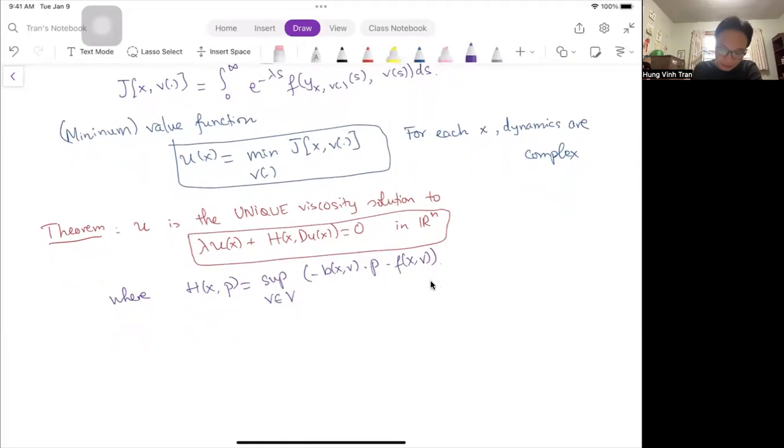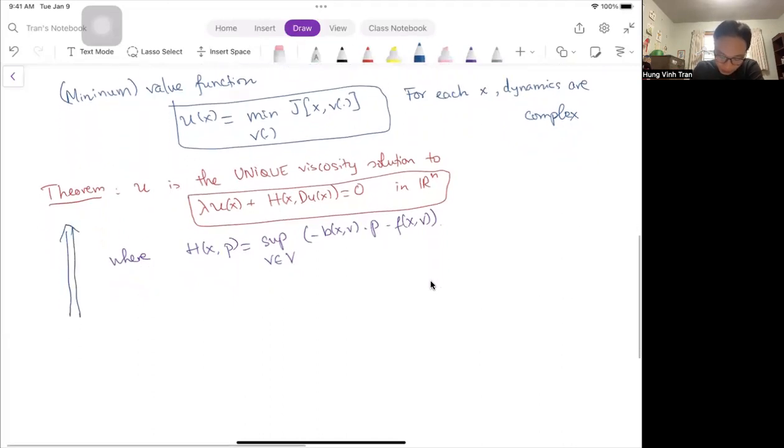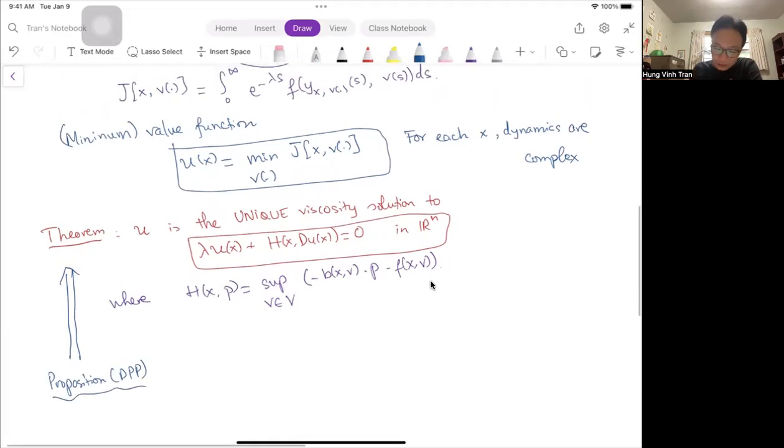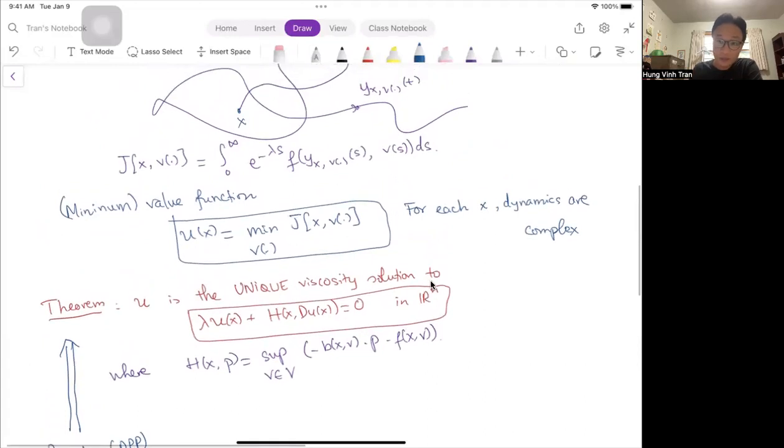without referring back. And to prove this theorem, we already explained that we're gonna use the proposition, which is the so-called dynamic programming principle. Dynamic programming principle tells you that in order for your control to be optimal, it has to be optimal all the way, right?